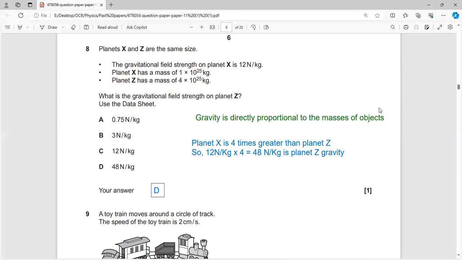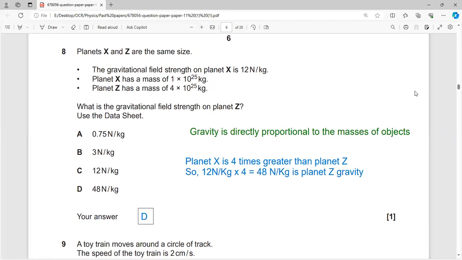Planets X and Z are the same size. So there are 2 planets that have the same size. The gravitational field strength on planet X is 12 Newton per kg. Planet X has a mass of 1 times 10 raised to the power 25 kilograms, and planet Z has a mass of 4 times 10 raised to the power 25 kilograms. So the difference between planet X and planet Z is 4 times. You can say that planet Z is 4 times as massive as planet X. So what is the gravitational field strength on planet Z?